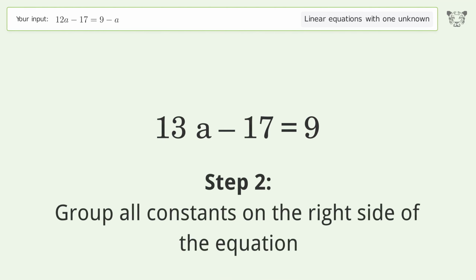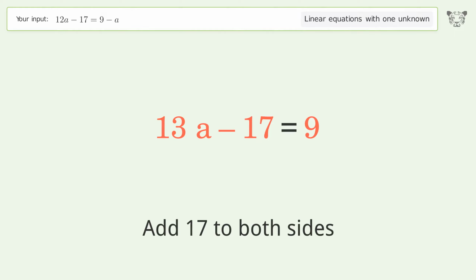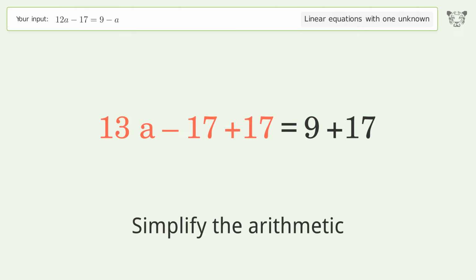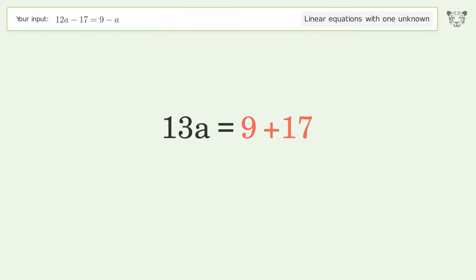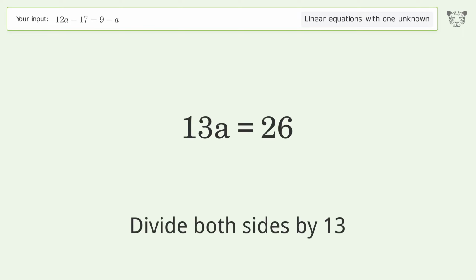Group all constants on the right side of the equation. Add 17 to both sides. Simplify the arithmetic. Isolate the a. Divide both sides by 13.